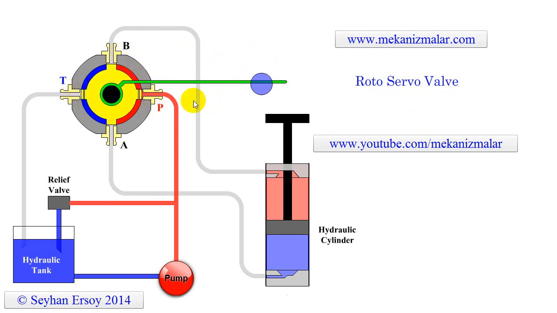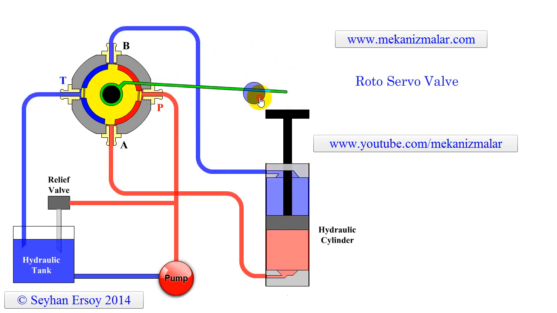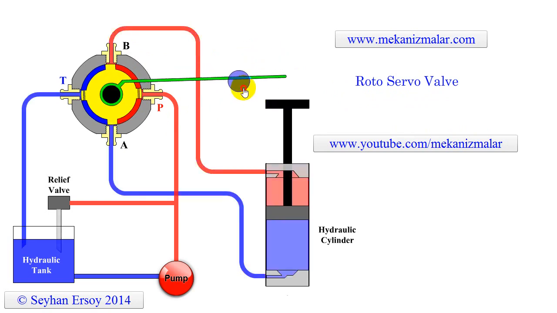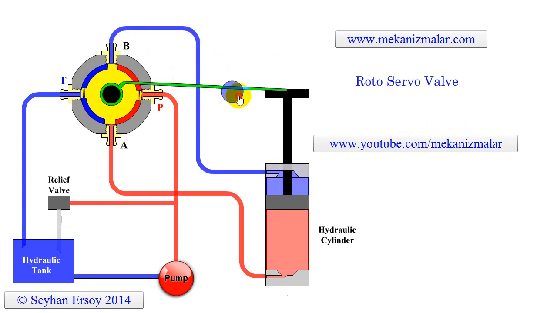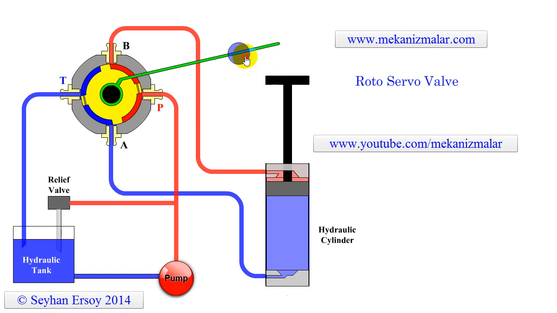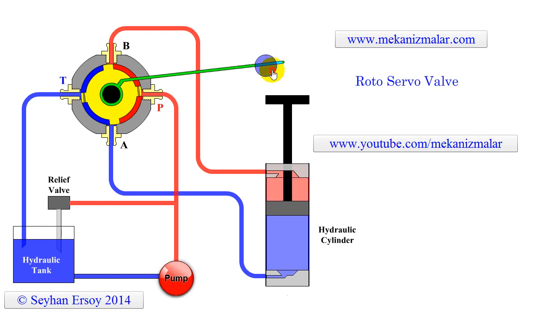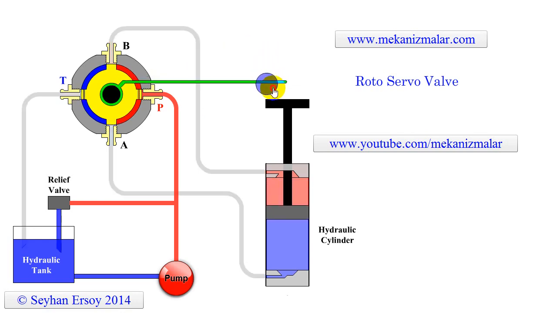When the green arm is moved down by the human hand, port P is connected to port A, and port B is connected to the tank port T. This causes the cylinder rod to extend. Notice what happens when the arm is brought to a horizontal position. All the ports are closed, the pressurized oil from the pump is discharged to the hydraulic tank and the cylinder rod maintains its position. This position is the equilibrium position of the system.